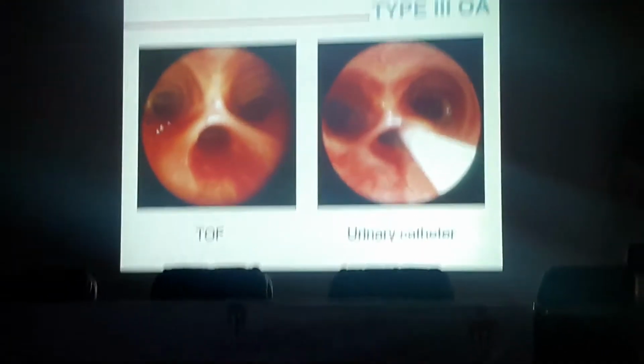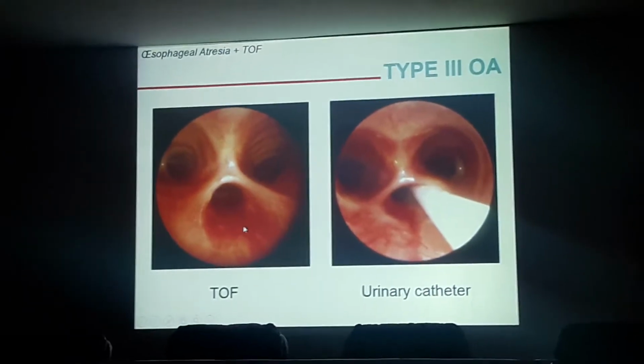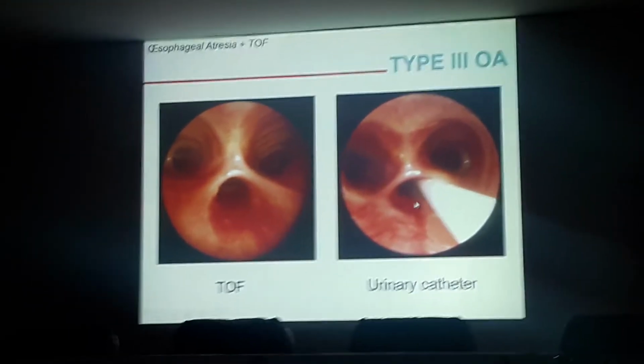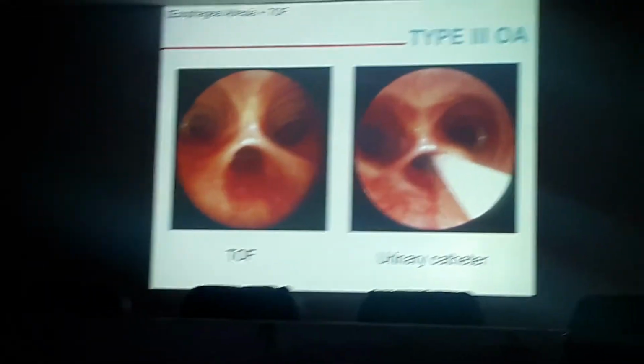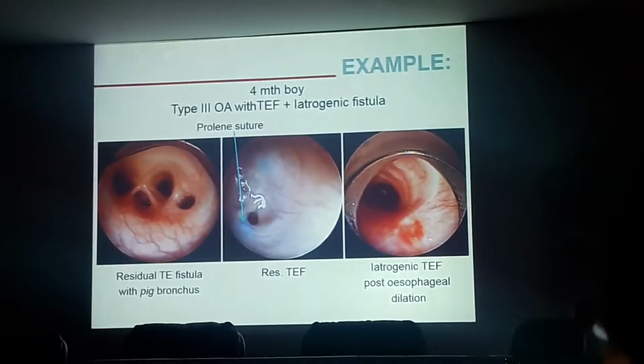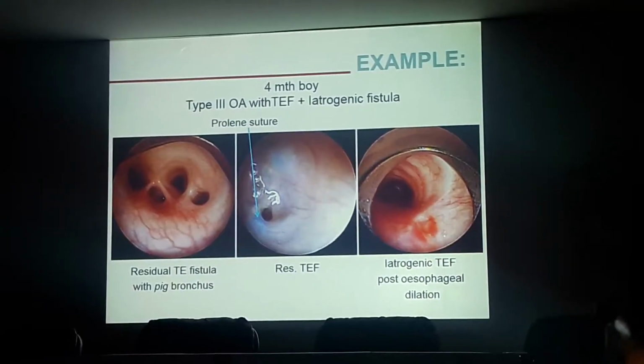So here you have the left main bronchus, right main bronchus, and the fistula and Fogarty going in. When you start doing it for the first time, believe me, it's not an easy gait. Sometimes it can be a little difficult. Sometimes you have difficult situations on hand.